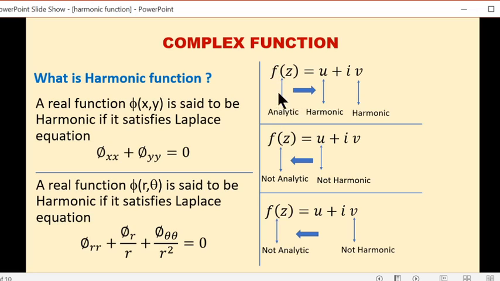If it were analytic, this would have to be compulsorily harmonic, but this is not harmonic, so f of z is not analytic. Similarly, if we come to know that the imaginary part is not harmonic, even though we don't know what the real part is, then we know for sure that f of z is not analytic. Okay, did everyone understand this concept well?